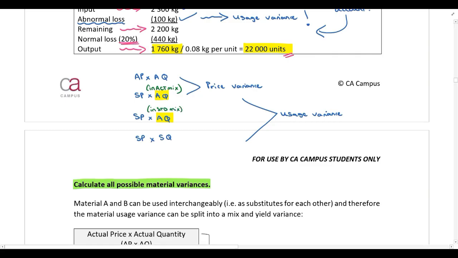All right. So, only one thing changed. The standard price is the same, so that information over there is exactly the same. We've changed one thing. This is the actual quantity in the actual mix. This is the actual quantity in the standard mix. So we are comparing the actual mix to the standard mix. We've only changed one thing, the mix. So this is going to give us a mix variance.